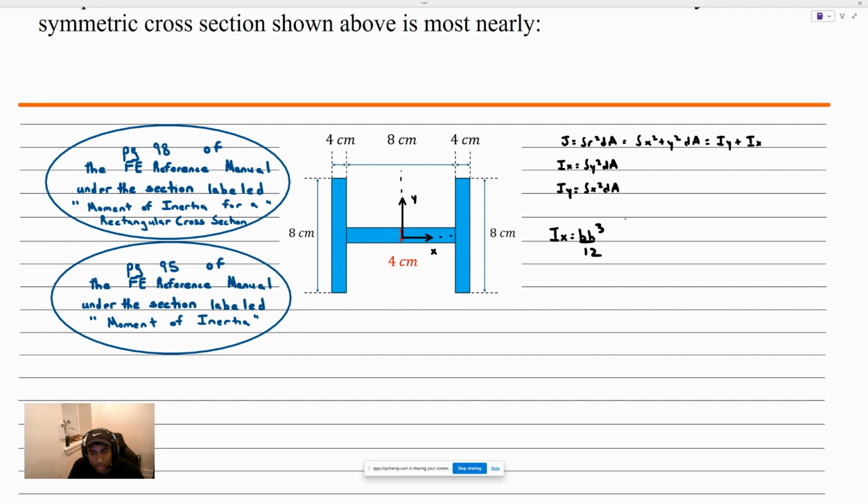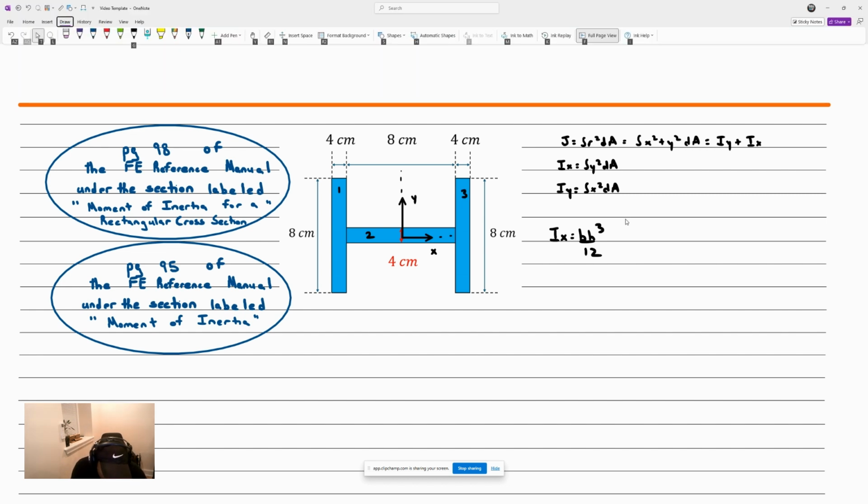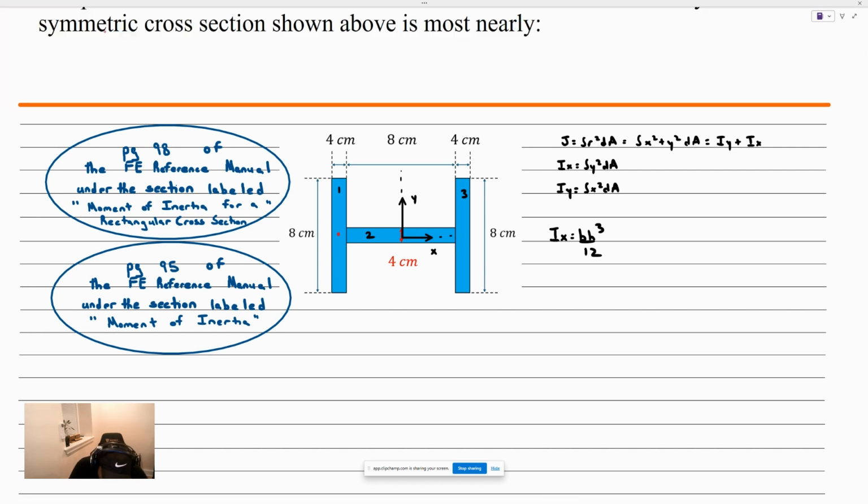So we're going to pick shapes which are advantageous to us. For here, we're going to pick this shape as number 1, this shape as number 2, and this shape as number 3. Why did I pick those 3 shapes? Because their centroids are all aligned. Their individual centroids are all aligned with the current x-axis.